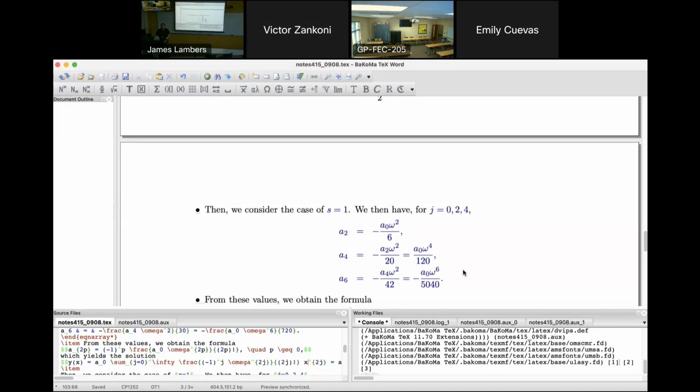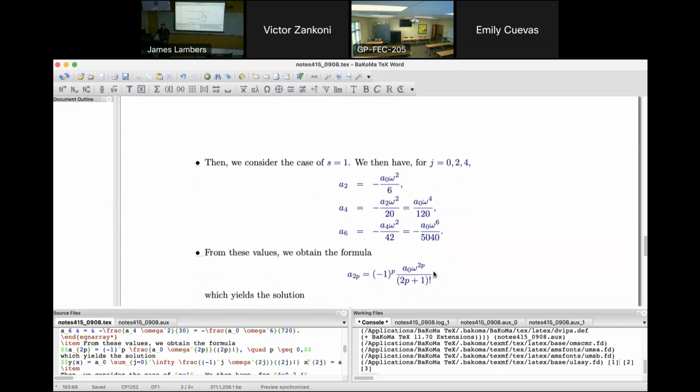It is a factorial. 120 is what factorial? 5 factorial. Yes, 5 factorial. And 5040 is 7 factorial. Because, well, look this way. From 6 to 120, you multiply by 20, 4 times 5. From here to here, multiply by 6 times 7. I wouldn't expect you to know that. So, all right. So this is the formula now.